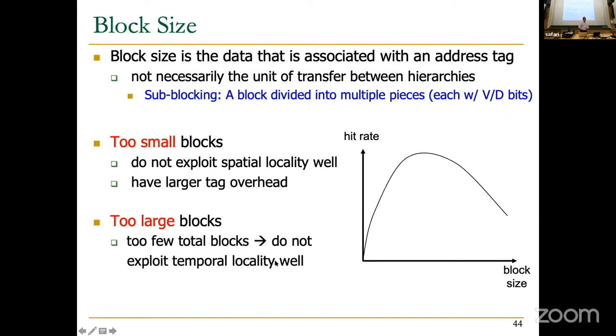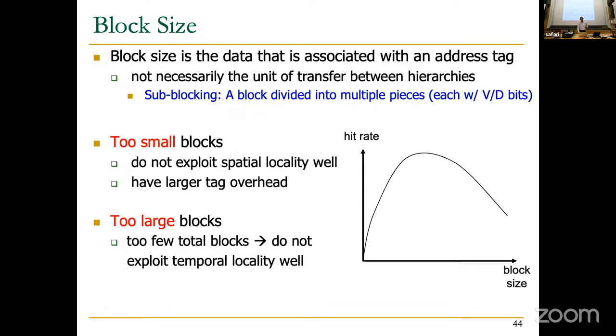As a result, you do not exploit temporal locality well. Assuming your cache size is constant, larger blocks exploit spatial locality as you increase the block size, but you reduce the number of blocks you have in the cache. As a result, you stop exploiting temporal locality really well, because in the limit, you have a 1 megabyte cache and 1 megabyte block. That's a single block. You'd better have extremely good spatial locality there to exploit that.